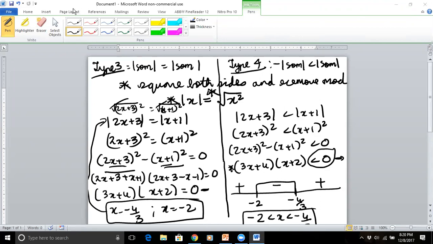Right. Finally, type 3 and type 4 is when you have mod on both sides of an equality. And when you have mod on both sides of an equality or an inequality, the rule is you square both sides and remove the mod.